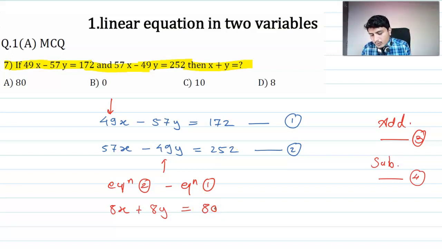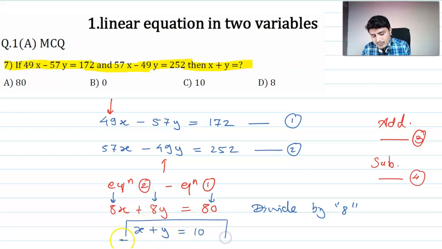Now look at the coefficients of x and y as well as the constant. All are divisible by 8. So we divide the equation throughout by 8. We get x plus y equals 80 divided by 8, which is 10. So the value of x plus y is 10. So the correct choice code is C as 10.